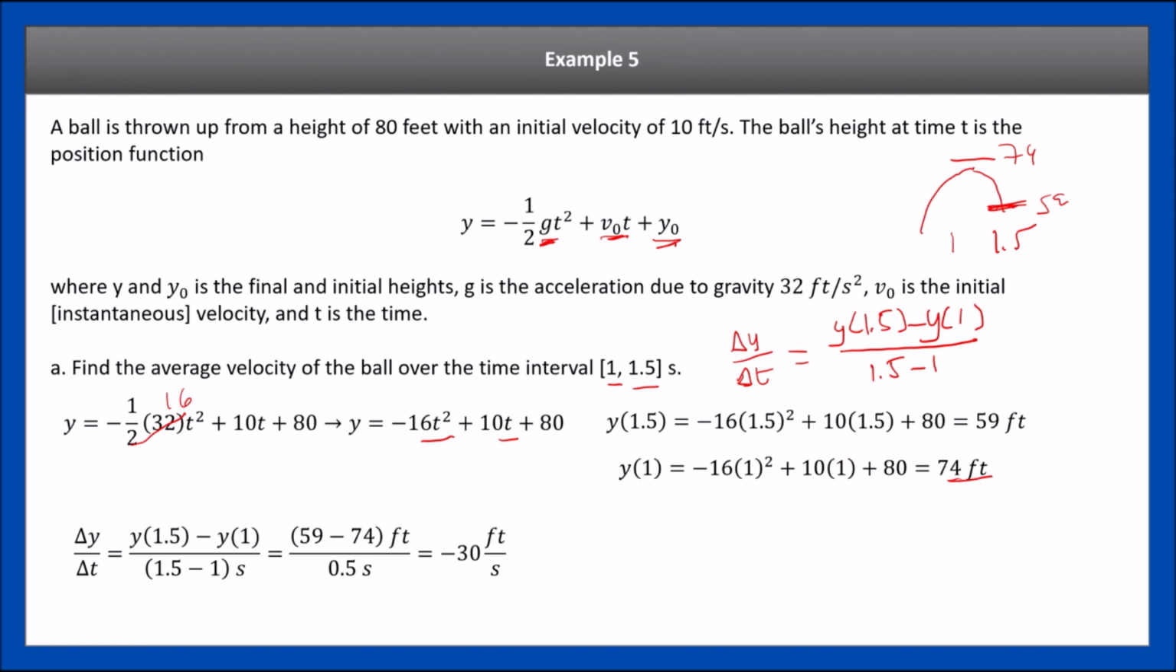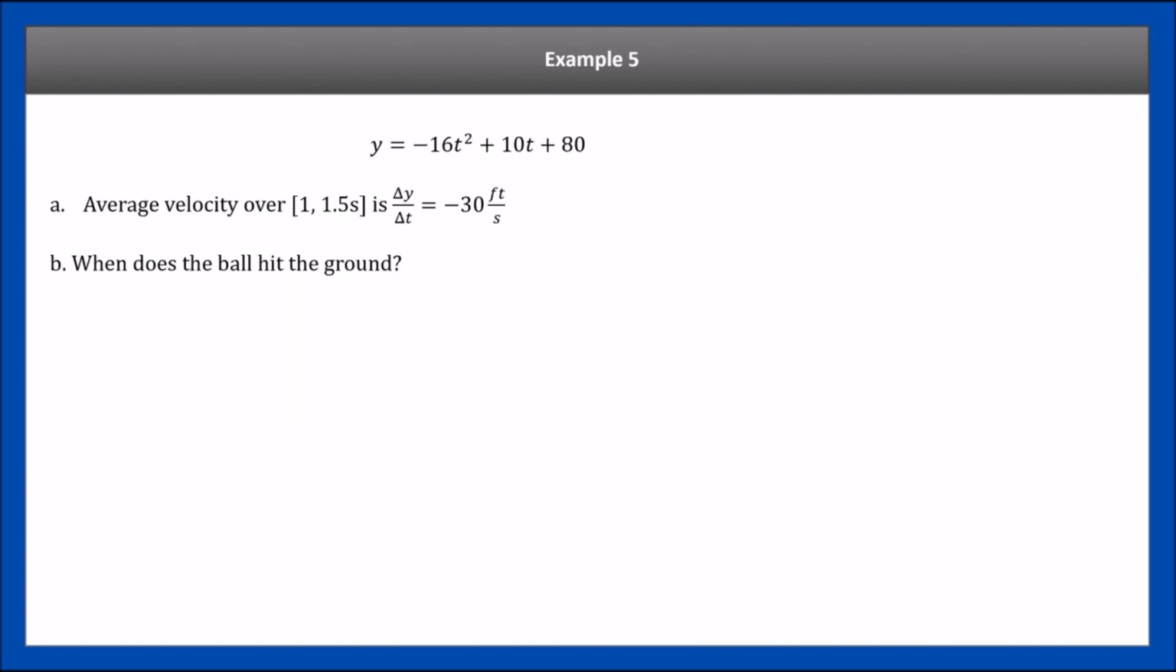All right. So this is our average velocity over that time period. Now let's look at when the ball hits the ground. This is a parabola. If you notice, this is a quadratic function, right? Highest power is 2, so we know it's going to be a parabola. It's going to be going down because it's negative. A negative parabola goes down. So we are going to have a maximum height, and then we're going to have a point where it hits the ground, right?